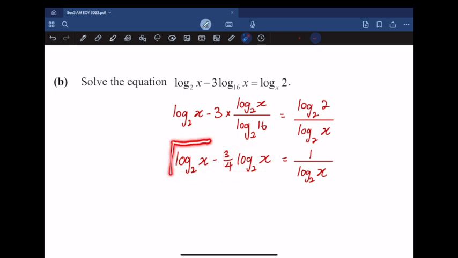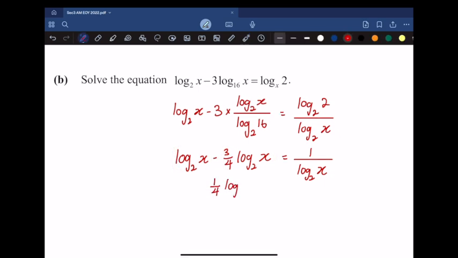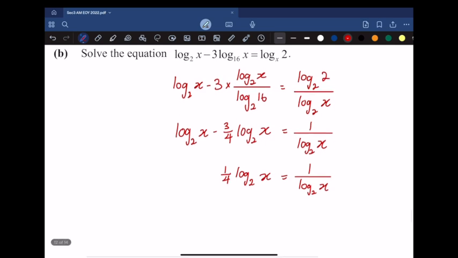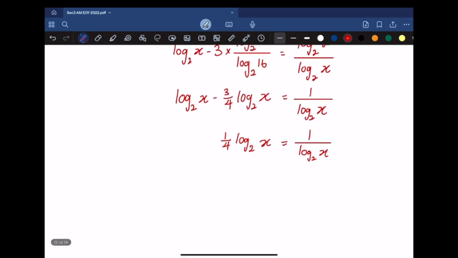Notice that you can simplify log base 2 of x minus 3 over 4 log base 2 of x very easily. It's just the same as, for example, 1x minus 3 over 4x. So therefore I will have 1/4 log base 2 of x equals 1 over log base 2 of x. Doing it step by step, I multiply 4 to both sides to get rid of this 1/4. I'll get log base 2 of x equals 4 over log base 2 of x.